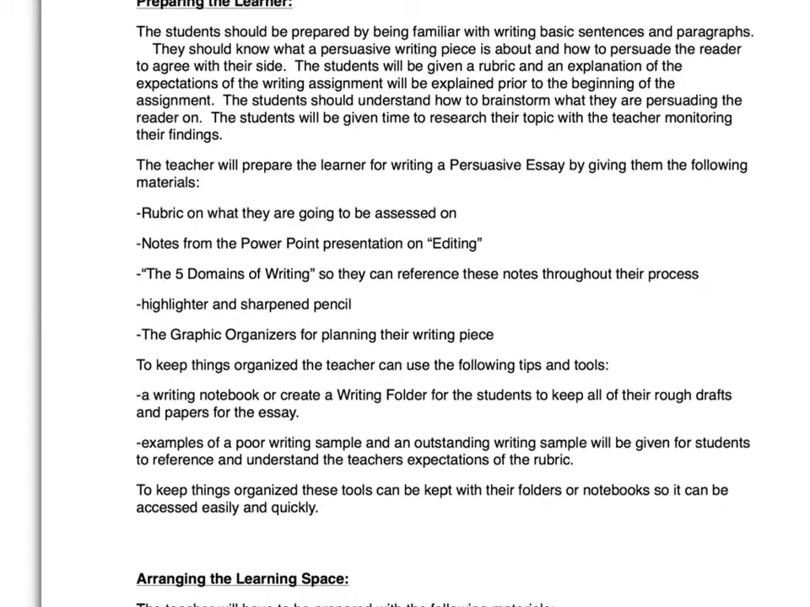A writing notebook or writing folder can be created for the students to keep all of their rough drafts and papers for the essay. Examples of poor writing samples and outstanding writing samples will be given for students to reference and understand the teacher's expectations on the rubric. To keep things organized, these tools can be kept with their folders or notebooks so they are easy and quick to access.